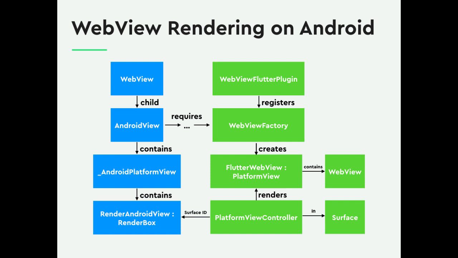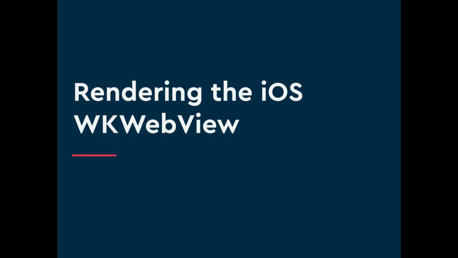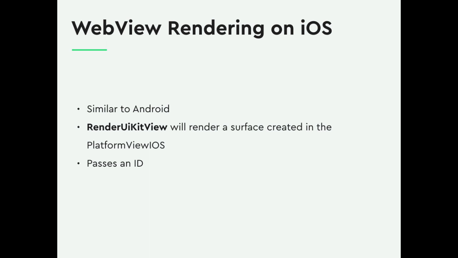So really cool, but what about iOS? Very similar to Android, but instead of using the render Android view, it's using another class called render UIKit view that will then render in the surface created by the platform view iOS and by the Flutter engine, and we also use an ID to know what to copy.